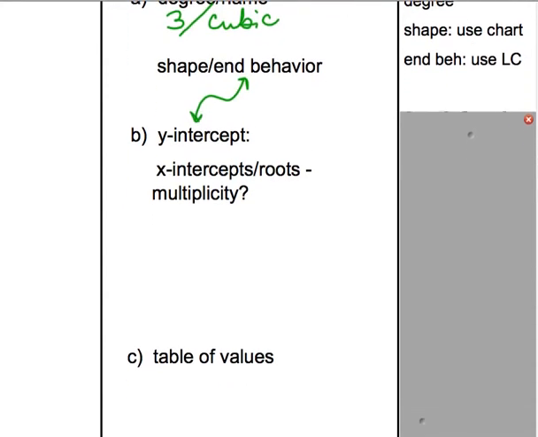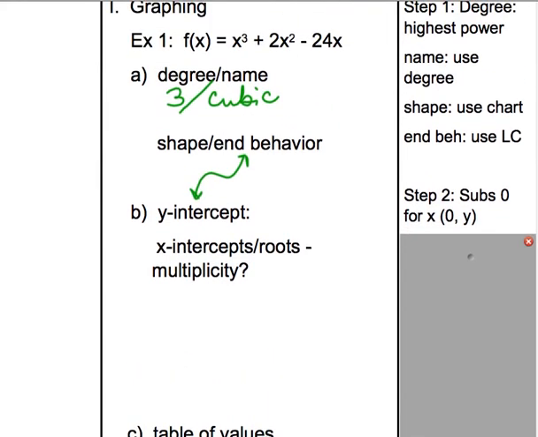All right, so the next is the y-intercept. Remember, for our y-intercept, we're going to substitute 0 into our function. So we will evaluate our function at 0, and 0 plus 0 minus 0 is 0. So our y-intercept is the origin.